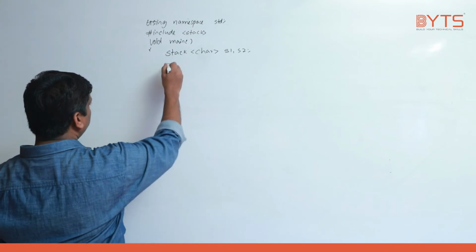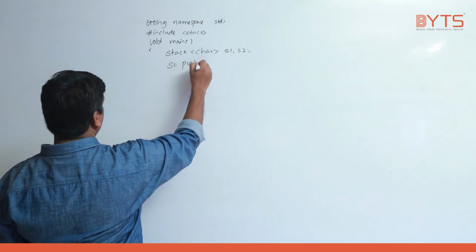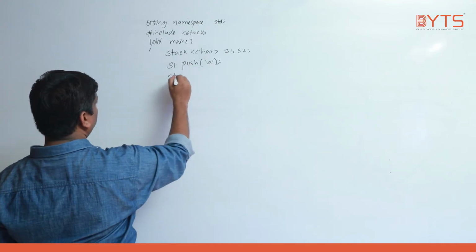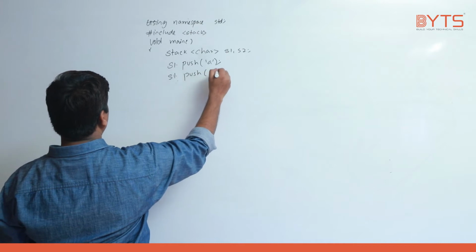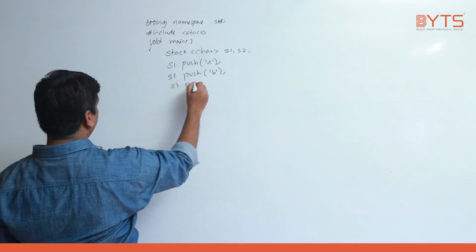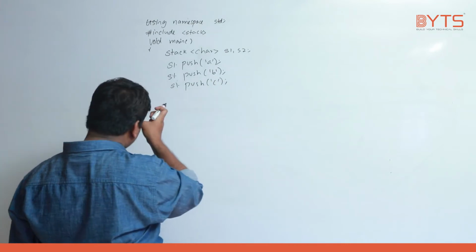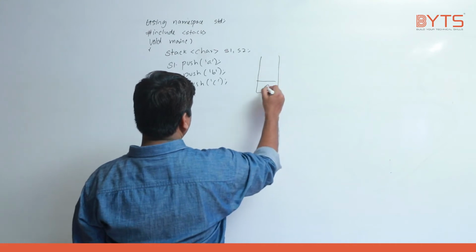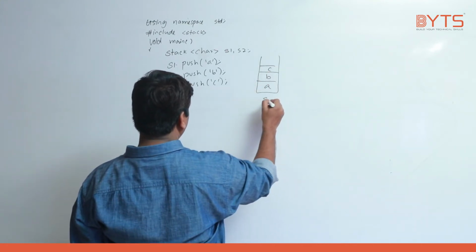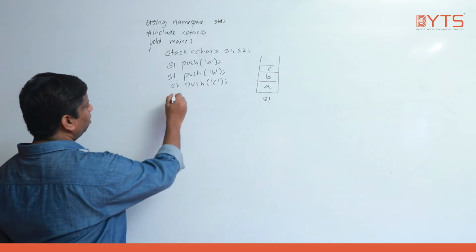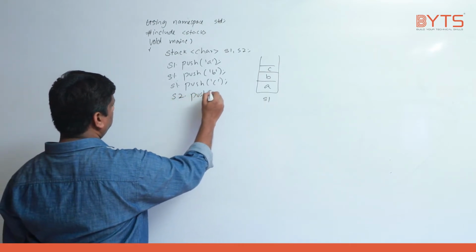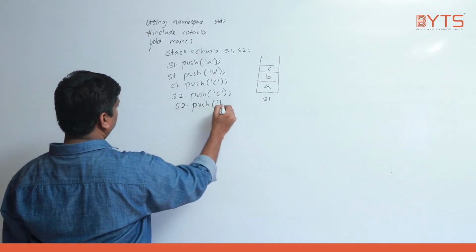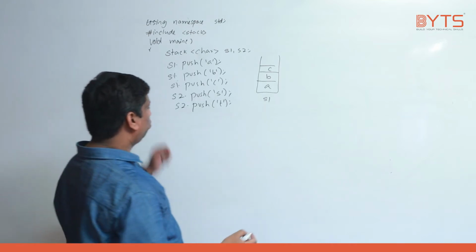Now what will I do? You know, s1.push a, s1.push b, s1.push c. Okay, fine. Now what happens here? a is there, b is there, c is there in s1, right? Next what will I do? See here, s2.push s, s2.push t. Means in s2 we are having what? s and t.